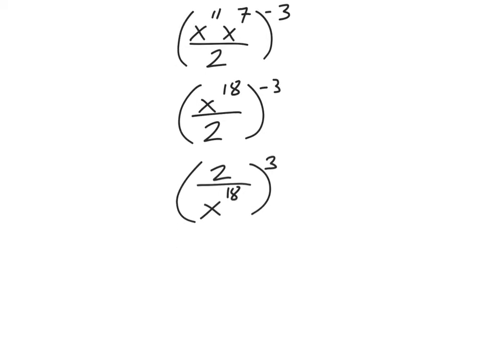But now notice it's a lot easier to work with, because now all I have to do is cube everything that's inside. So on the top I do 2 cubed, which is 8. And on the bottom I do x to the 18th cubed. Remember, a power to a power like that means you multiply the exponents. So we got to do 18 times 3, 54. And so the whole answer then ends up being 8 over x to the power of 54.